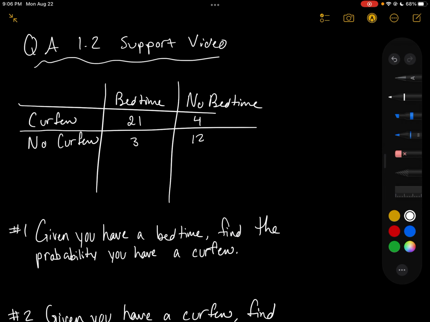Hi everybody and welcome. Today we're going to be taking a look at some practice support examples for our 1.2 guided practice assignment. As always, we're going to be taking a look at very similar questions to what you're going to be working on in your practice, just with slightly different numbers or a slightly different context.